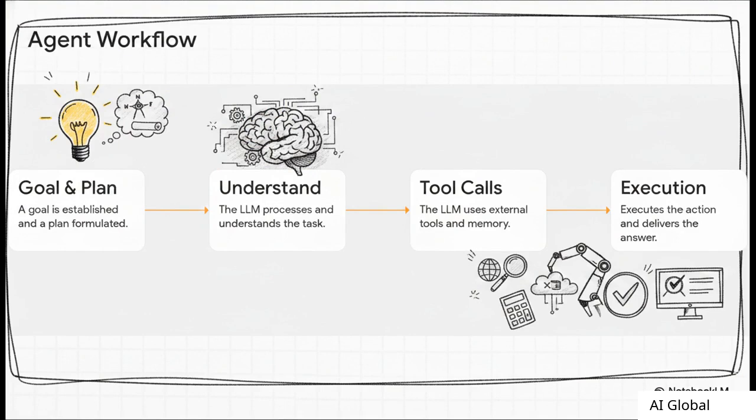Step 1, a goal is established and a plan is formulated. Step 2, the LLM processes and fully understands the parameters of that task. Step 3 is where the agent actually becomes active. The LLM reaches out, uses external tools, we're talking web browsers or calculators, and accesses stored memory. And then step 4, it executes the action and delivers the final answer. The LLM is the reasoning engine here, but the external tools, they're the ones doing the heavy physical lifting.